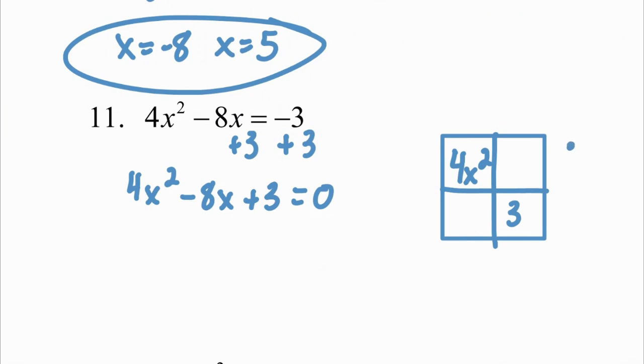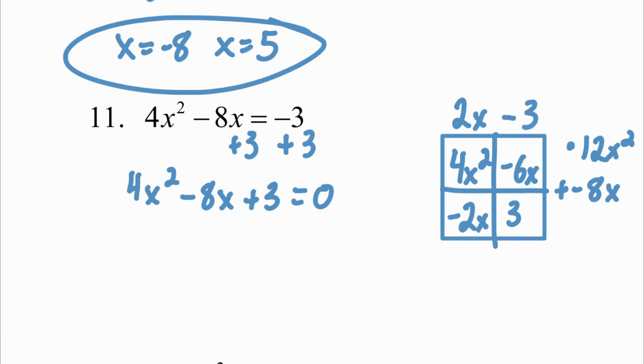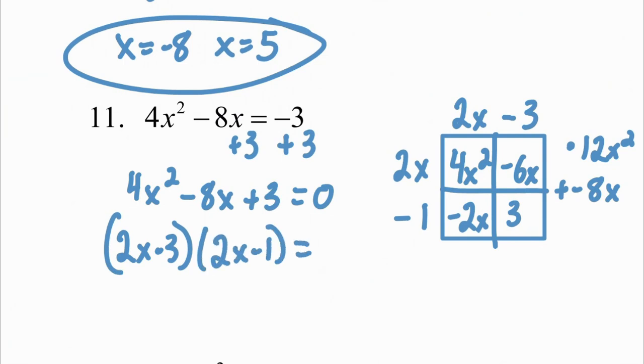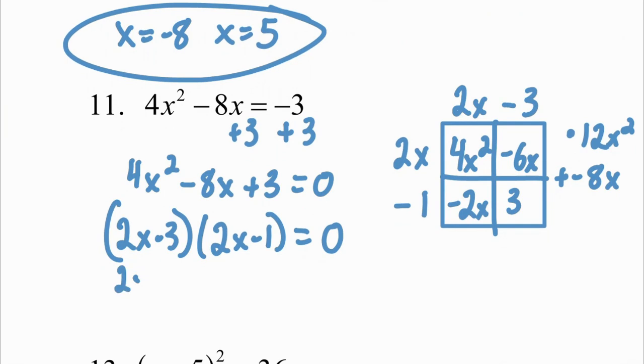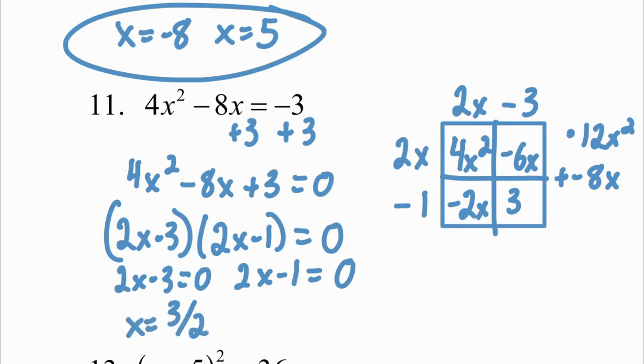So I want something that multiplies to 12x squared, but adds to a negative 8x. So that's going to be a negative 6x and a negative 2x. So out of the first column, I can take out a 2x. Second column, closest box is negative, so I'll take out a negative 3. First row, I can take out a 2x. And second row, I can take out a negative 1. So we get 2x minus 3 times 2x minus 1 is equal to 0. So we get that x is equal to 3/2, and x is equal to 1/2.